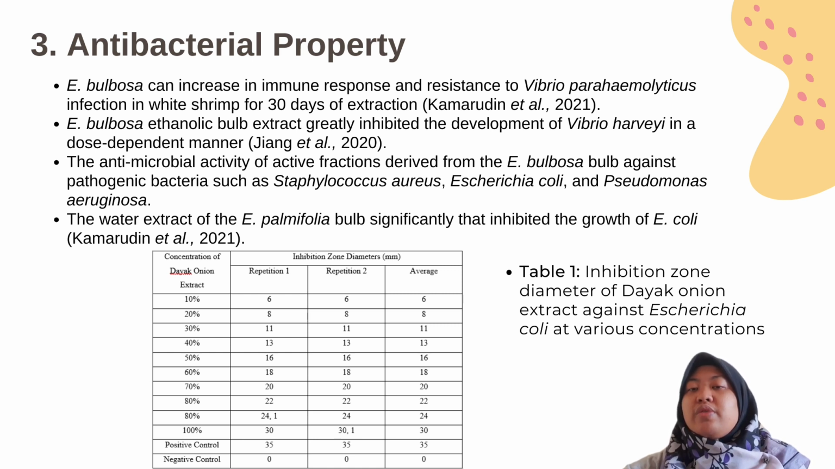The water extract of the E. palmifolia bulb inhibited the growth of the E. coli with an inhibition diameter at the lowest concentration of 10% and 100% when compared to the positive control.